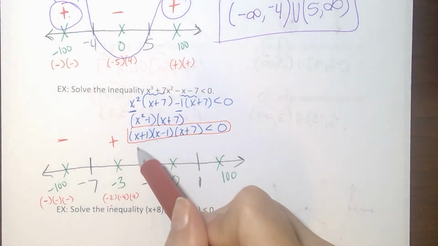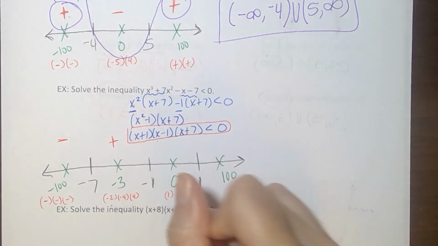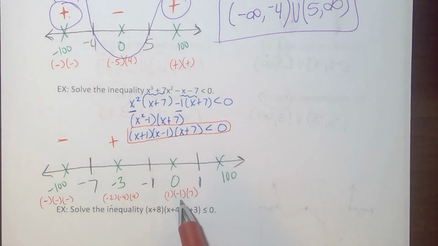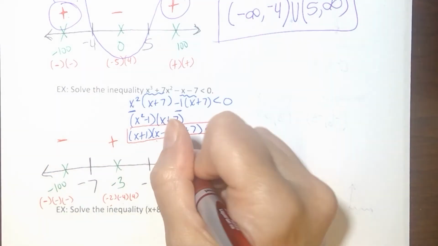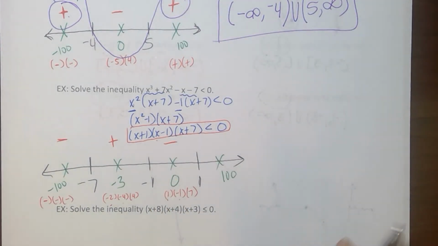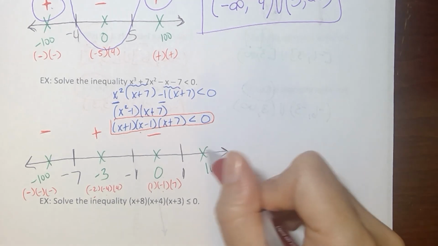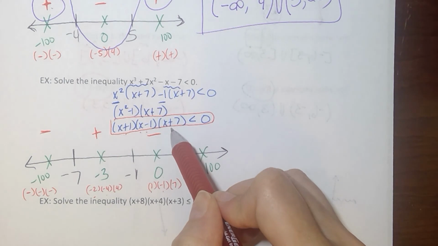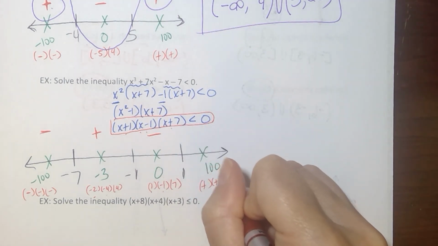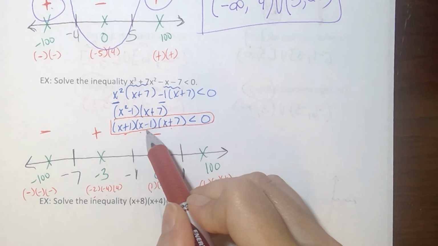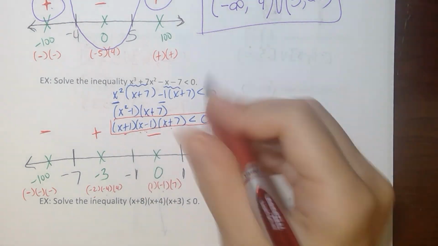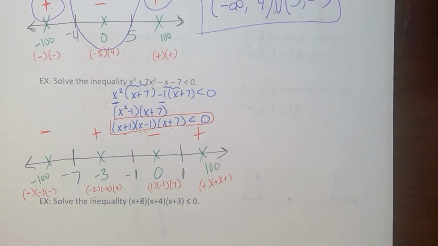Now I do 0. 0 plus 1 is 1, 0 minus 1 is negative 1, 0 plus 7 is 7. Positive times a negative times a positive gives me all negative values in this interval. And finally, I plug in 100 just because it's big. That's going to be positive, that's going to be positive, that's going to be positive. Because 101, 100 minus 1 is 99, and 107. If I were to multiply all that together, that's going to give me a positive value, which means every value in that interval is positive.